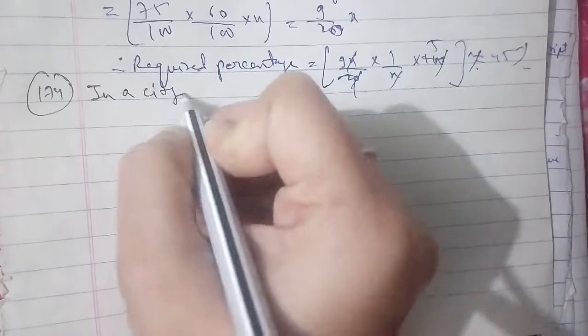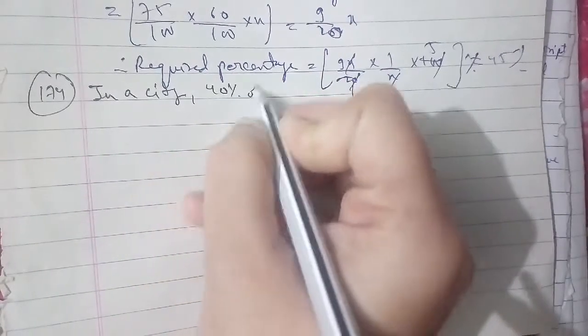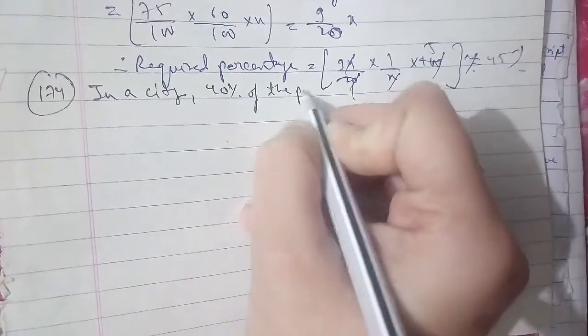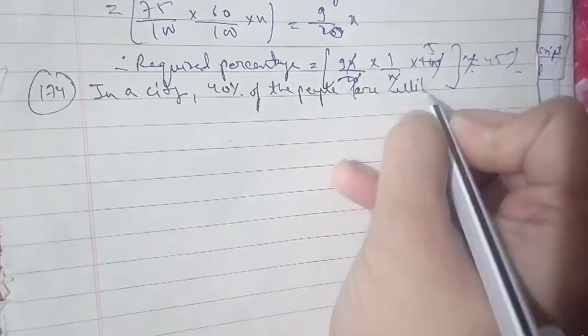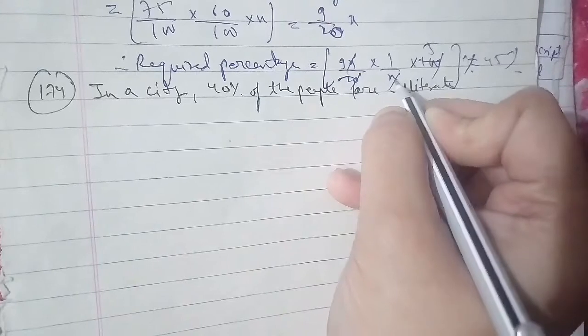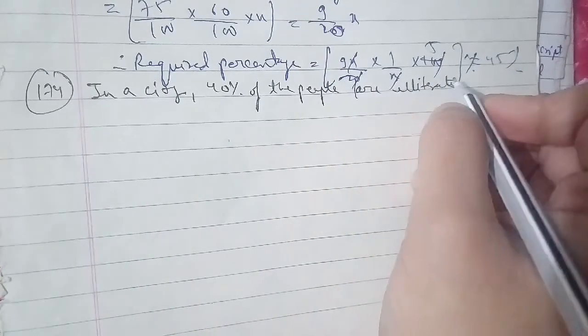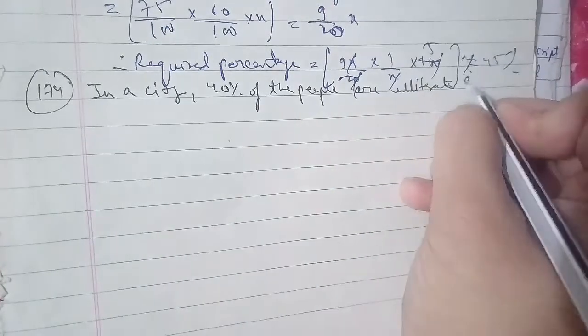In a city, 40% of the people are illiterate and 60% are poor.